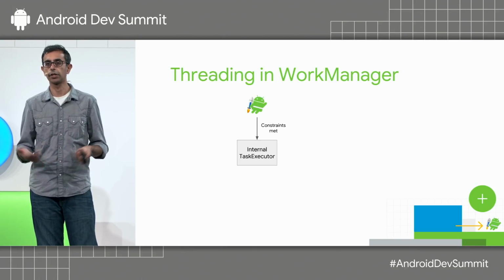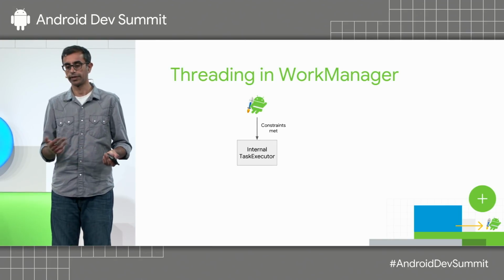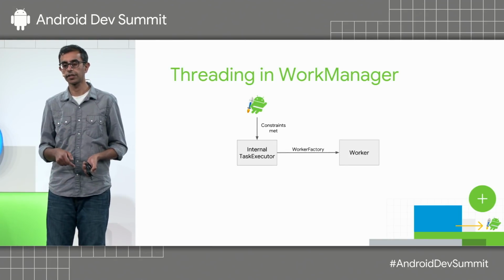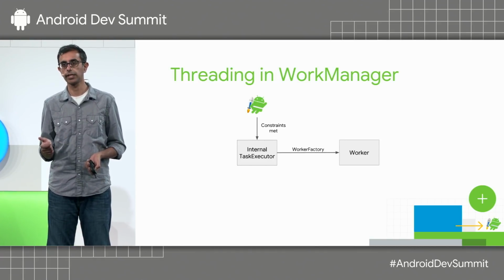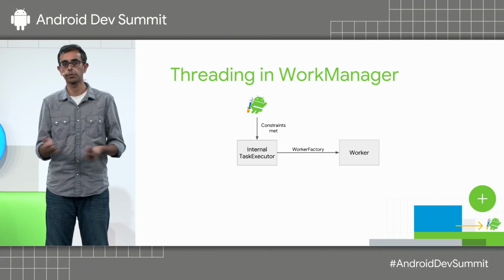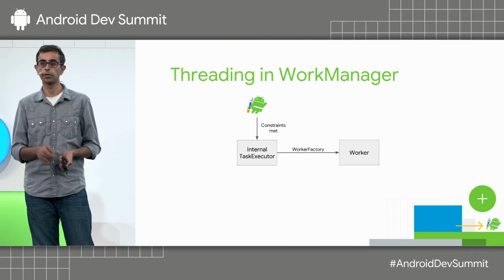If there are constraints, the OS will tell you, oh, you have network, you are charging right now, whatever it is. Same task executor uses a worker factory to create a worker. Worker factory is exactly what it is. It's a factory for workers. And you can make your own. You can customize and do things with that. We'll talk more about that later.